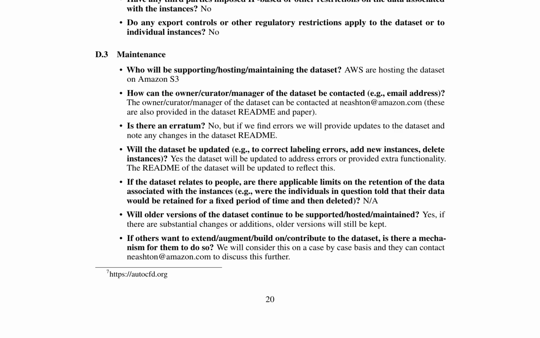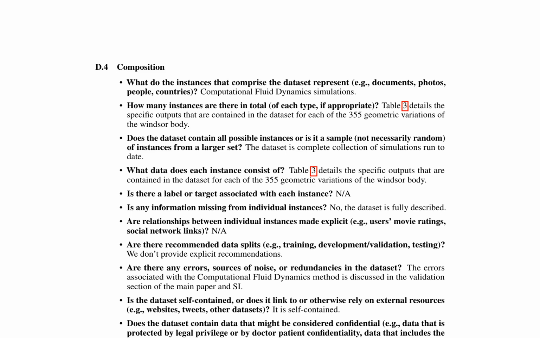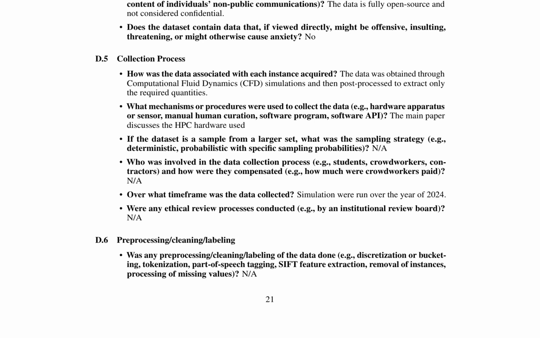The dataset consists of computational fluid dynamics, CFD, simulations, encompassing a total of 355 geometric variations of the Windsor body. This comprehensive collection includes all simulations conducted to date, with each instance comprising specific outputs as detailed in Table 3. There are no labels or targets associated with these instances, and no information is missing from individual instances. The dataset is self-contained and open source, devoid of any confidential or offensive data. The data was acquired through CFD simulations and post-processed to extract the required quantities.